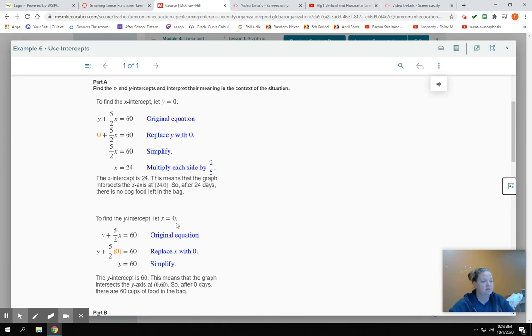To find the y-intercept, we let x equal 0. So we put 0 in for x, and 5/2 times 0 is just 0, so we get y equals 60. That means we have a point at (0, 60). So after 0 days, there are 60 cups of food left in the bag, which makes sense because in the story it told us that there are 60 cups of food in the bag. So the day she buys it, day 0, there's 60 cups of food. And it's going to take 24 days for her to use all of the food.